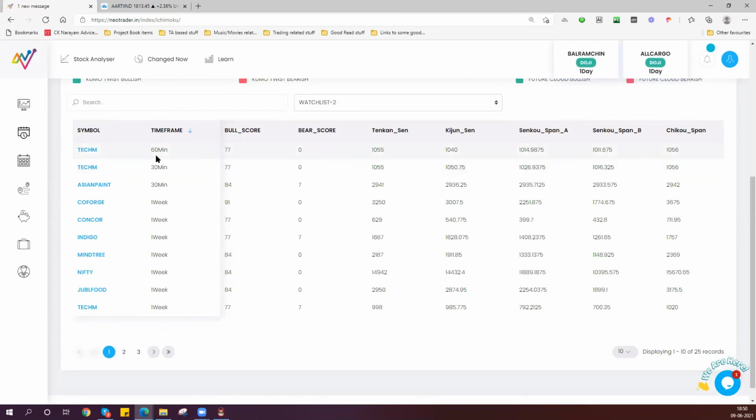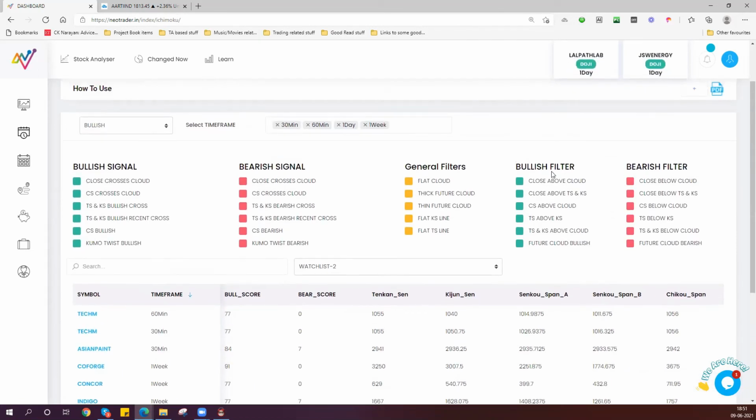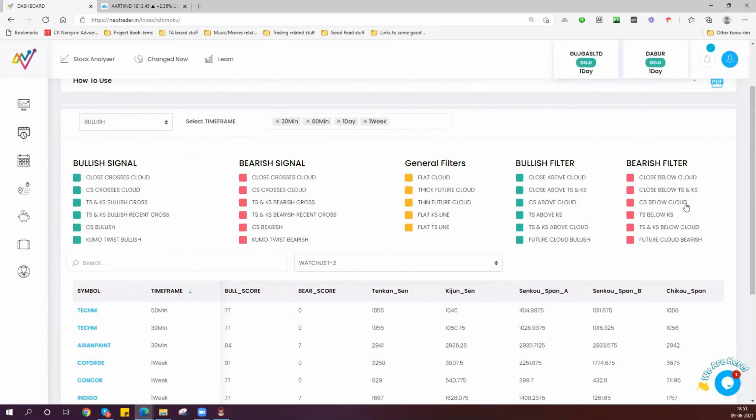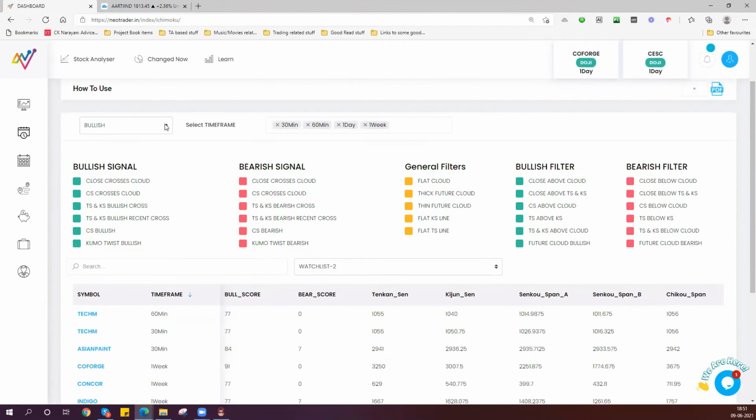So you got TechM 60-minute. TechM is also bullish in 30 minutes. So that means the short-term trend in TechM is good. The daily and weekly has not turned, or it has not met all the criteria for bullish, right? Exactly the same thing you can do for bearish. And then you will get the list of stocks which are also bearish.